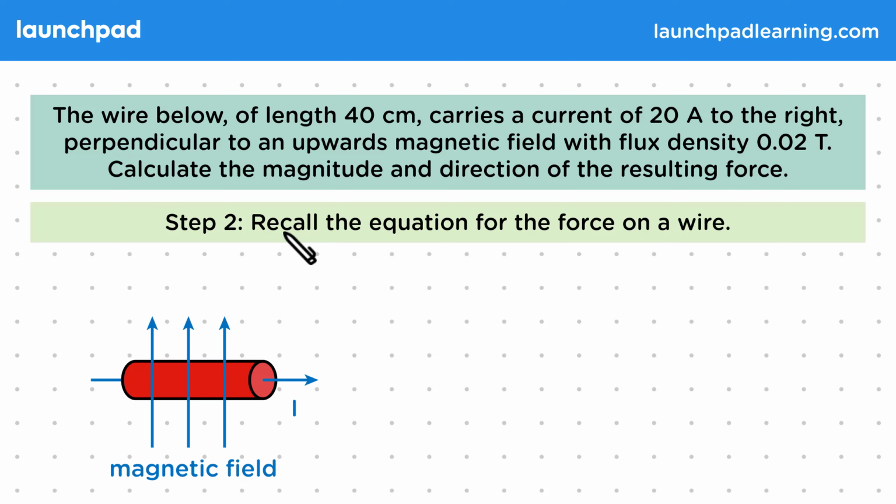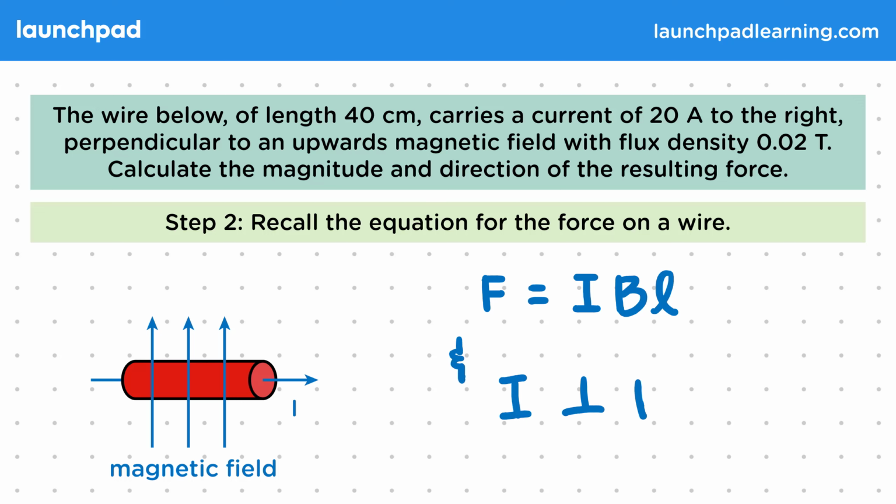In step 2, recall the equation for the force on a wire. This equation for force is that force equals I B L. That's current times flux density times length of wire. Remember that to use this equation, the current should be perpendicular to the flux density, which is what's happening in our diagram as the wire is perpendicular to the field.